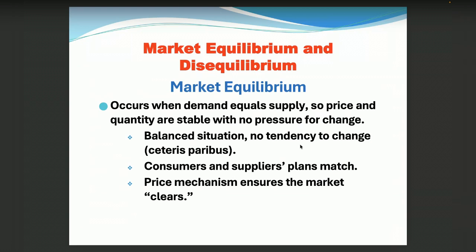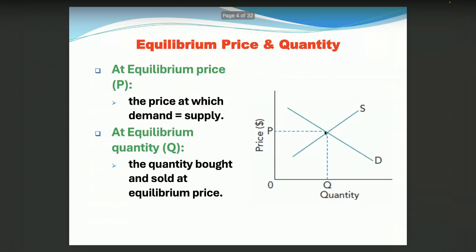The price mechanism ensures that the market clears and there will not be any product left that will not be sold, nor anyone left out who is able to buy at this price. So the equilibrium price is the price at which demand equals supply, and the equilibrium quantity is the quantity bought and sold at the equilibrium price. This point.